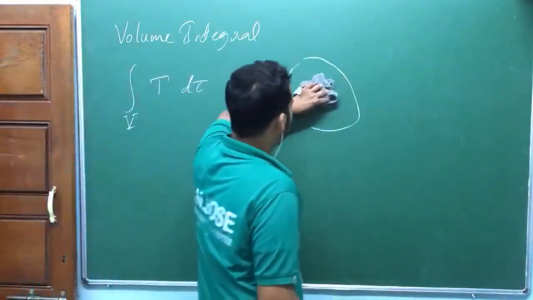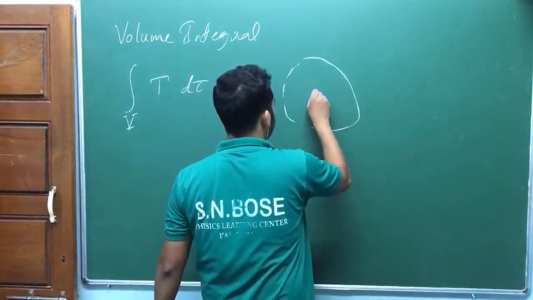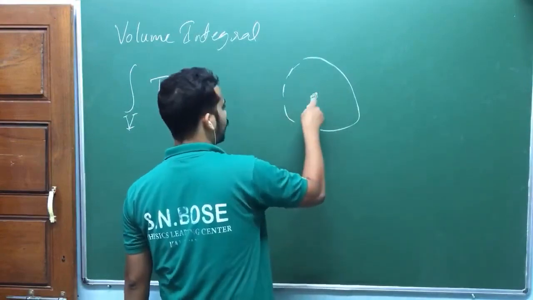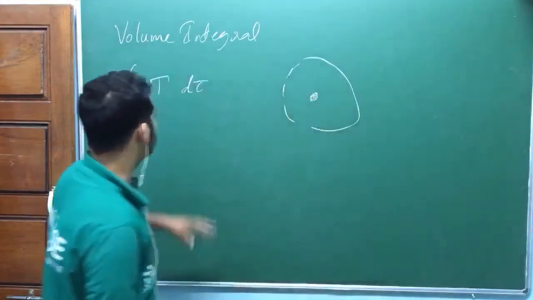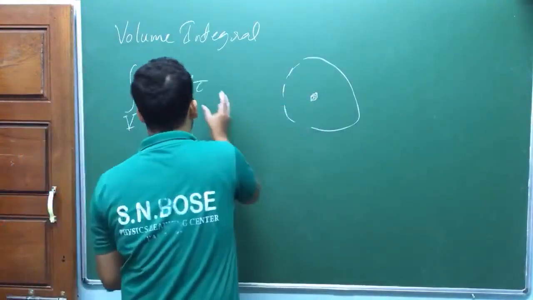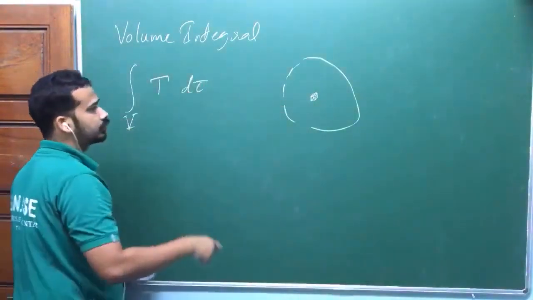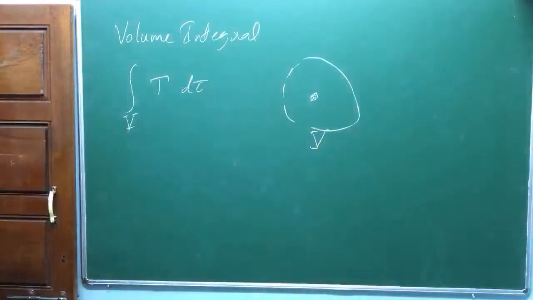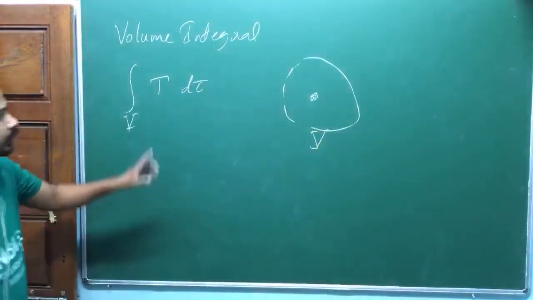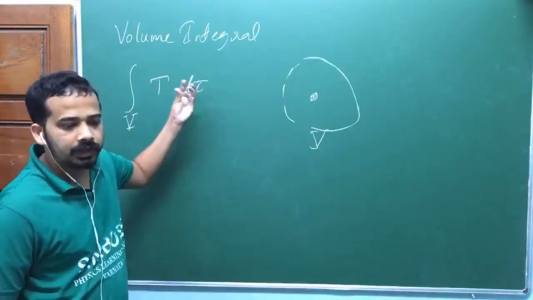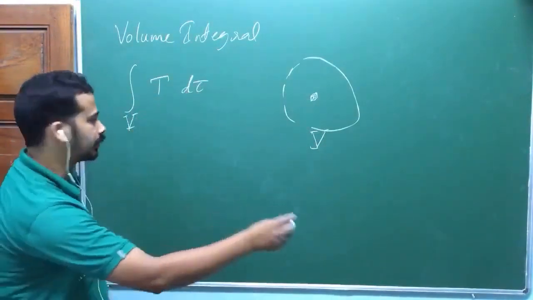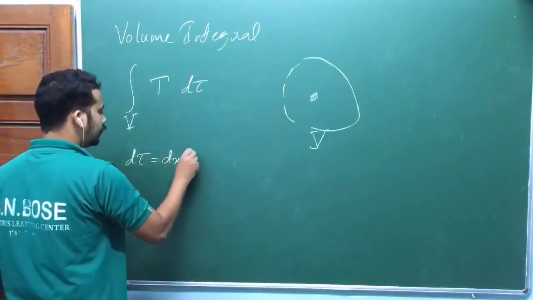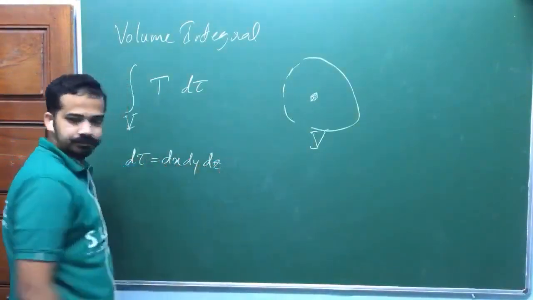And I can multiply my scalar field at that point with that volume element, and I can integrate throughout the volume. This is the total volume. Is that okay? So that's the meaning of volume integral. Scalar field multiplied with infinitesimal volume element, and integration. And in Cartesian coordinates, this d tau is equal to dx into dy into dz.